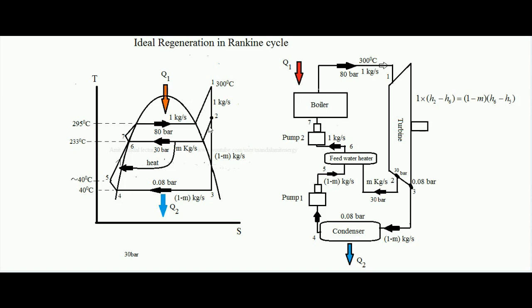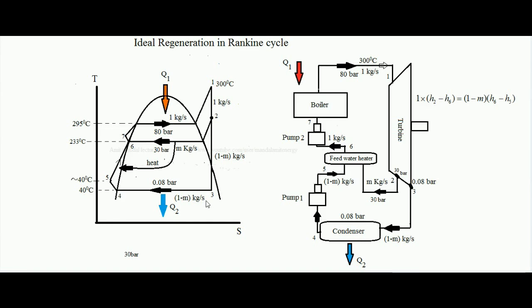Is it there or not? In case this technique is not used, then heat addition would have been taken from point 5 to point 1, but now heat addition is taking place only between points 7 and 1. So this is how the load of the boiler is decreased. Is it there or not?